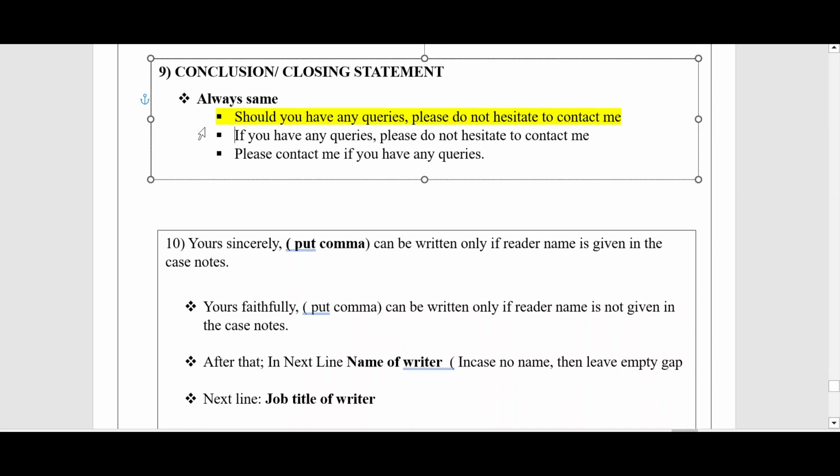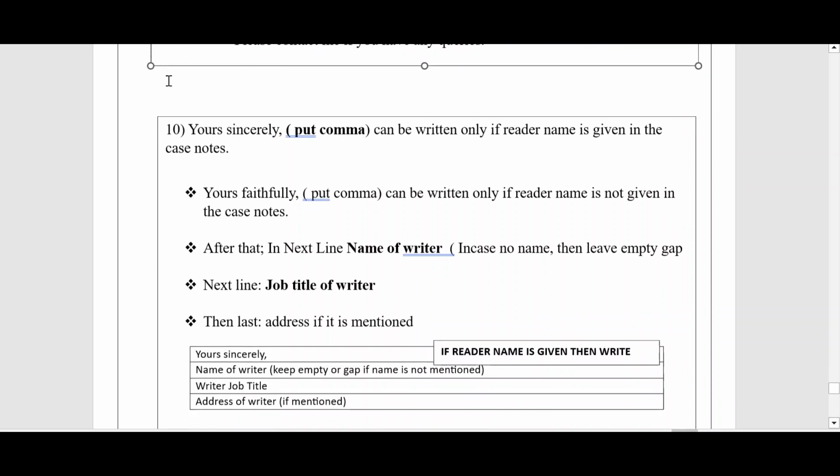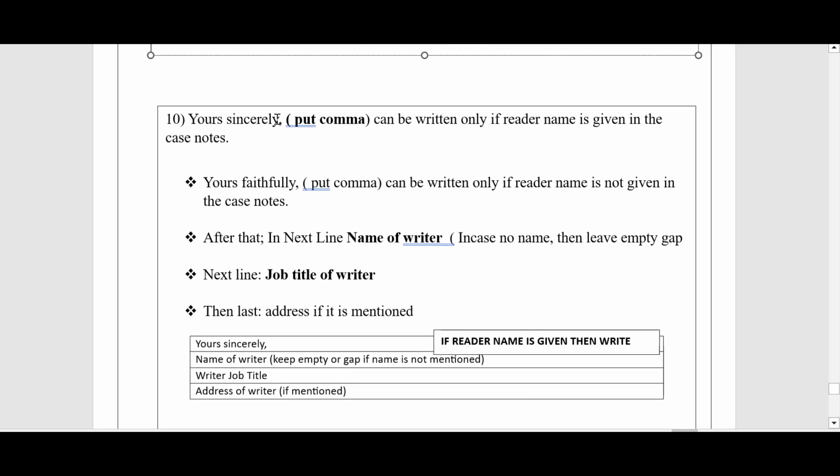Now we have come to the 9th. 8 is over, discharge plan. 9 is over, conclusion. Now 10 is your sincerely, signing off. Sincerely, after that put a comma.